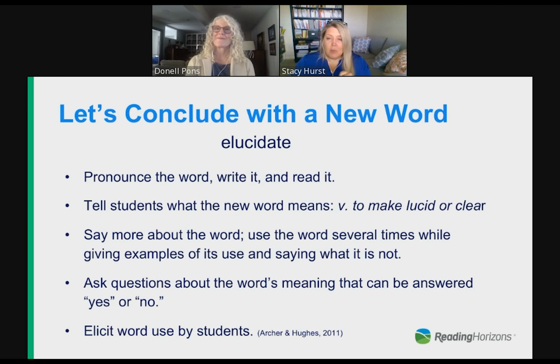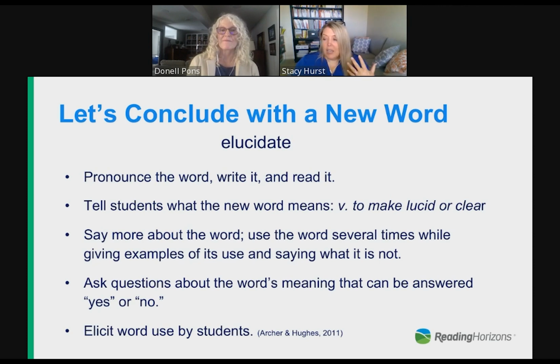So the meaning of this word is to make lucid or clear, right? To shed light on something. That's actually what it means. It has French and Latin influences, actually related to light. To throw light upon is a phrase that it's related to.